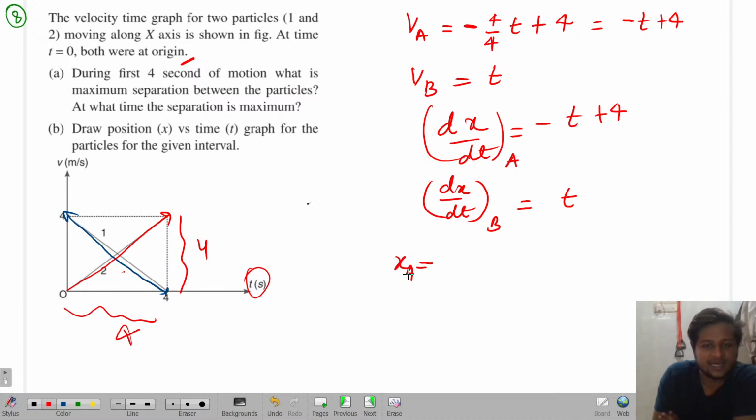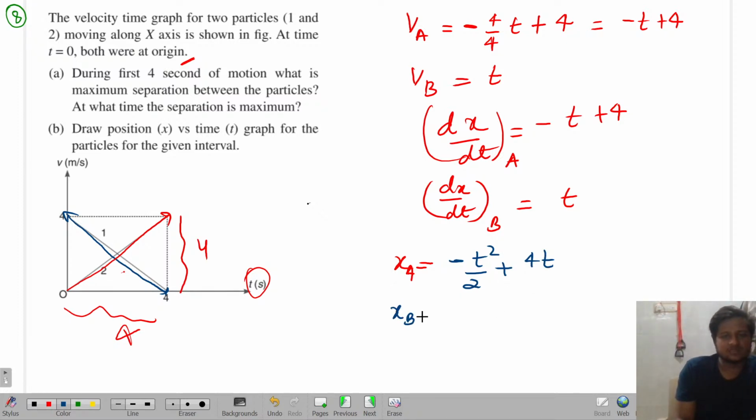X of A I'm writing directly, without using the integrals. It will be equal to minus t square by 2 plus 4t. Yes or no? X of A is going to be equal to this. X of B is going to be equal to only t square by 2. I'll do this a little bit.